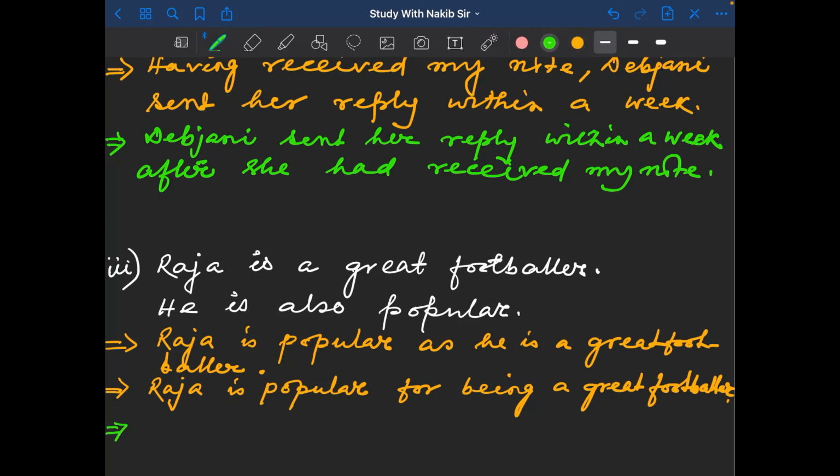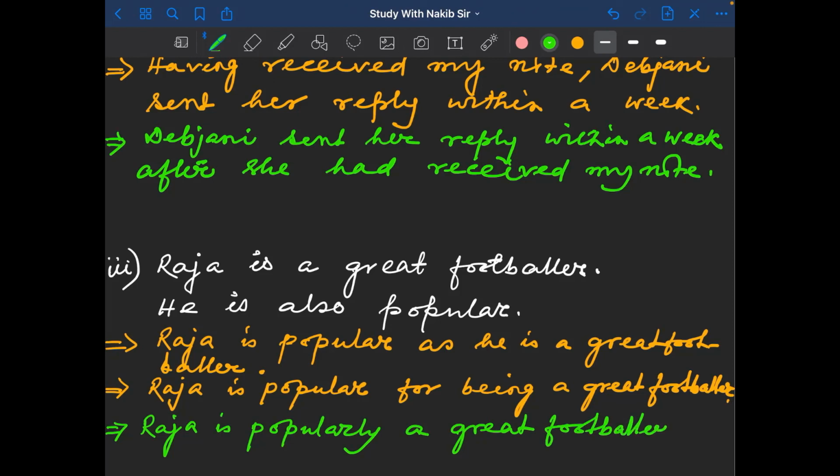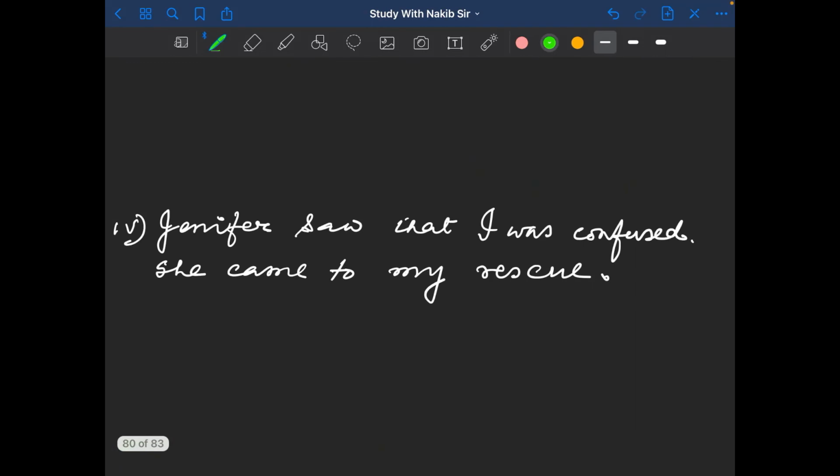You may write this here. Raja is popularly a great footballer. Okay, this one and this one are simple sentences, and this one is a complex sentence. Okay, now go to the next question.